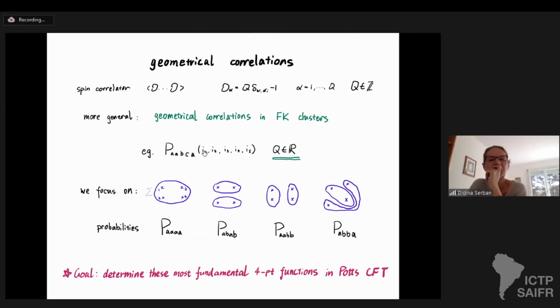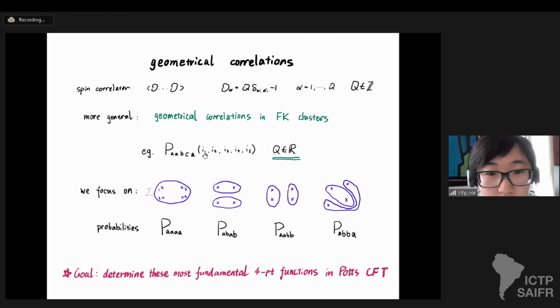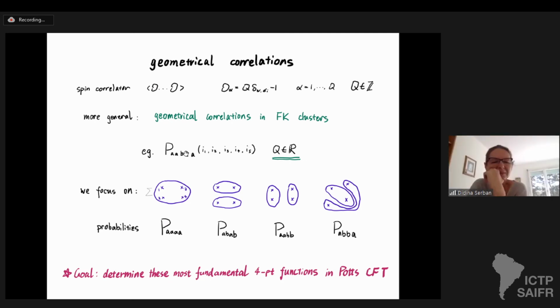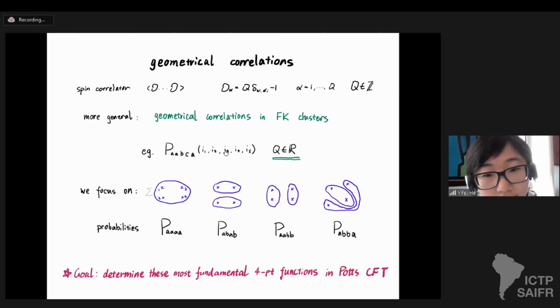Suppose we have 5 points on the lattice, and then we can calculate the probability that points 1 and 2 belong to one cluster called A, and then point 3 belongs to a different cluster, which we label B, and point 4 belongs to another cluster, which we label C. And then outside these clusters, there can be arbitrary configurations that we sum over. Such a probability quantity is what we call the geometrical correlations. And the important thing is that this is well defined for arbitrary real values of Q.